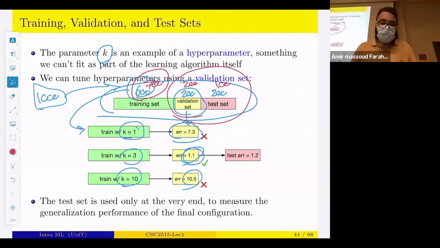So the comment was that we accept the fact that we may not select the best K, and that's true. We don't select the best K for 1,000 data points. We select the best K for 600 data points in this case. But the thing is that these hyperparameters usually change slowly. If you have 600 data points and you make it 700, your K would not be very different.